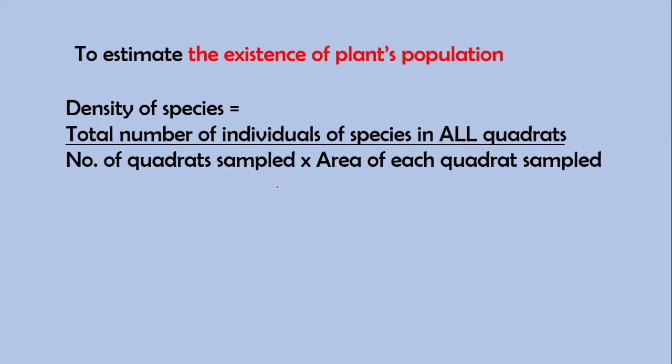Okay, the second formula is the density of species, which is used to estimate the existence of a plant population. The formula for density of species is the total number of individuals of species in all quadrats divided by the number of quadrat samples times the area of each quadrat sample.